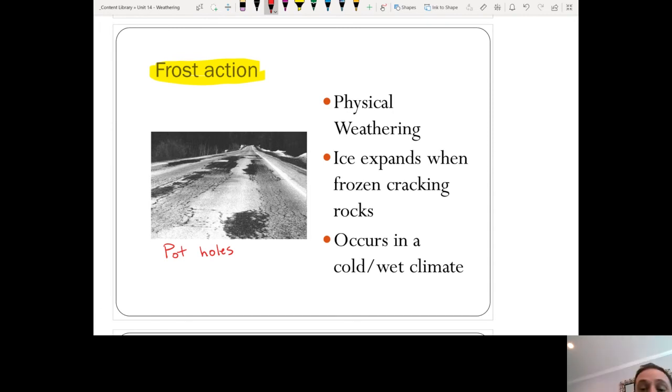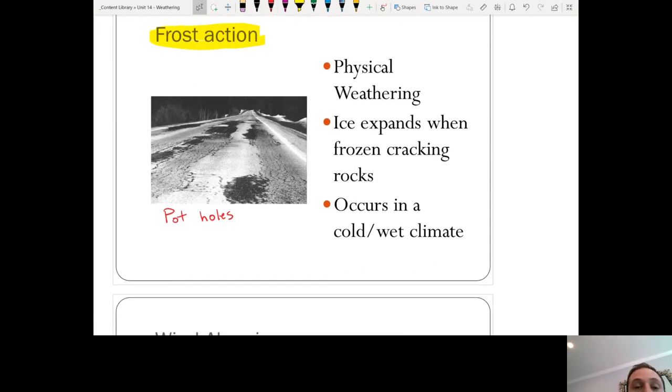Okay, frost action can only happen in a cold, wet climate. You need alternating temperatures. You need the temperatures to go above freezing, and then you also need the temperatures to be below freezing. And you need it to alternate night and day, where we can refill the crack with water, and it pushes those rocks a little further apart until the rocks break up.